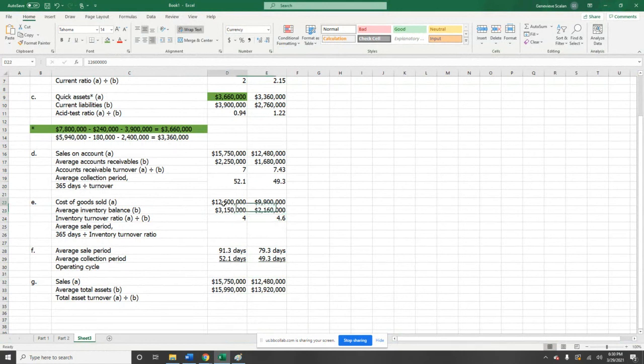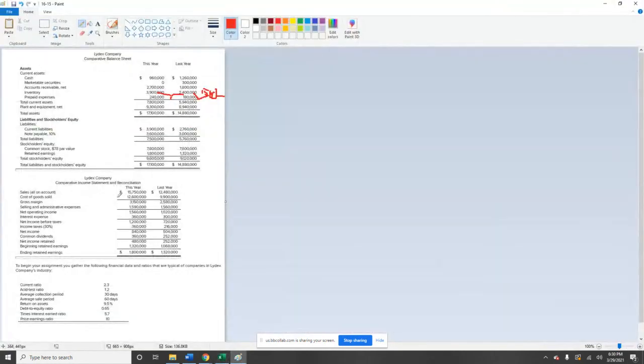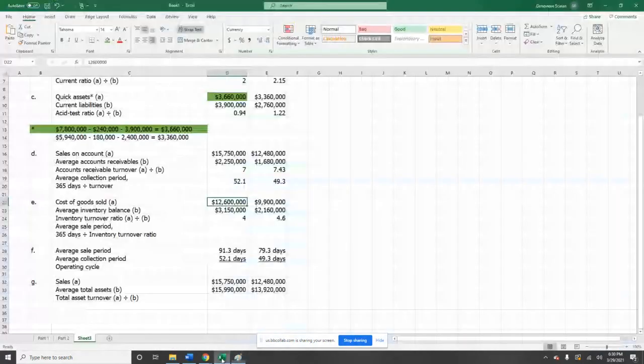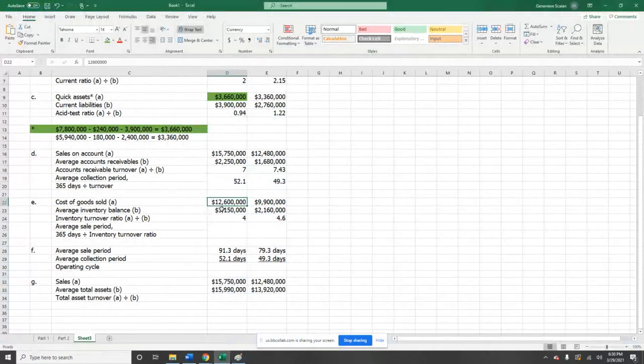Right, so we take our cost of goods sold, which just comes right off the income statement. And take cost of goods sold divided by that average inventory balance we just calculated. And it turns out to be 4 for the inventory and 4.6 for last year, right? So for this year, inventory turned over 4 times.